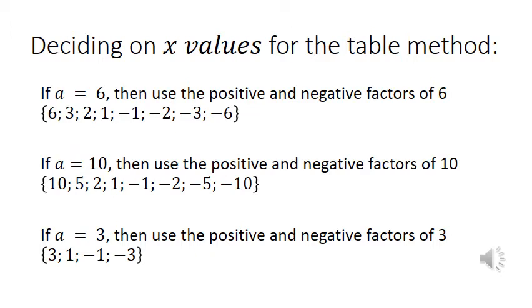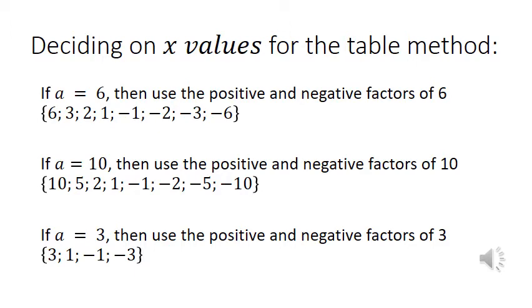As you would have seen from the notes, we are going to be using the table method to draw our hyperbola, but it's not as easy as just putting in -3, -2, -1, 0, 1, 2, 3. You actually need to decide what x values you're going to use. And the value of a is going to determine your x values. So if you look at the example I've said, if a is 6, then you're going to use the factors of 6, the positive and the negative. So for example, 6, 3, 2, 1, -1, -2, -3, and -6.